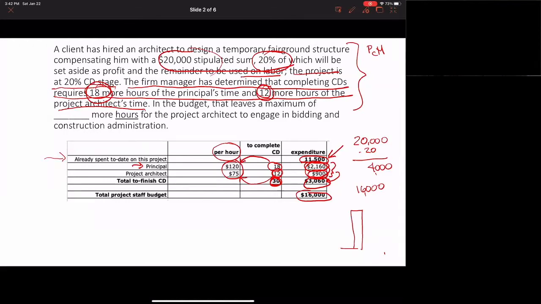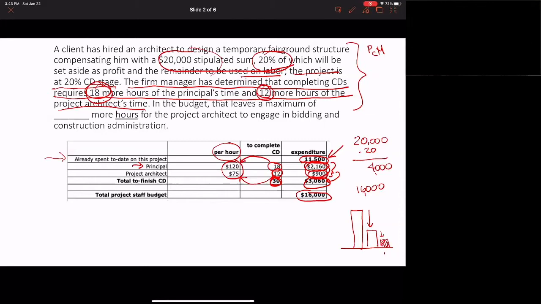We're starting with this much. Let's make a bar graph of it. We're starting with $16,000, and then we're going to shrink that bar graph down because we've already spent $11,500. So we're going to subtract 11,500, and then we need to go down to 3,060, and that's whatever's left. That's what we have to pay for bidding and construction administration, which is now technically called construction phase services, but that name hasn't really caught on, I think, the way the folks at the AIA would like.